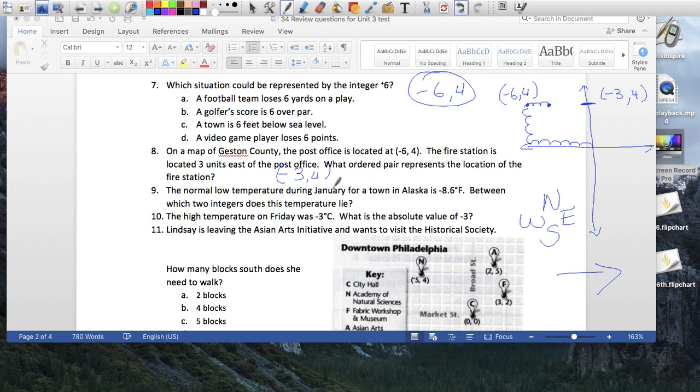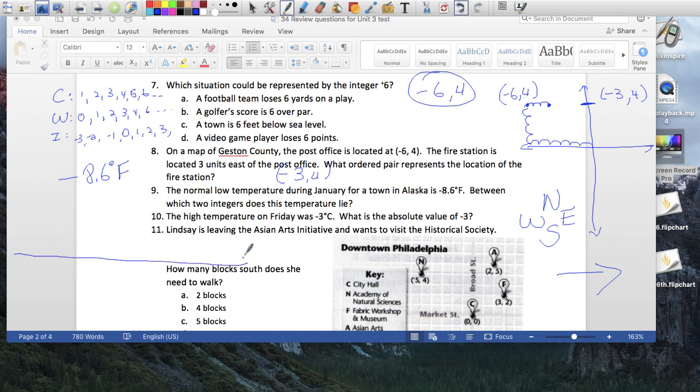The normal temperature during January for Alaska is negative 8.6. So that's a normal low temperature. It's pretty cold. Between what 2 integers does this temperature lie? What 2 integers? So integers, remember, here are your counting numbers, 1, 2, 3. Notice these are all nice whole numbers, no fractions, no decimals. The only difference between the counting numbers and the whole numbers is that whole numbers have a 0: 0, 1, 2, 3, 4, 5, 6, and so on. Your integers are all of the above, or all the whole numbers, 0, 1, 2, 3, and my negatives, negative 1, negative 2, and so on. So the whole numbers and their opposites, that's why they're integers. So I want to know between what 2 integers is negative 8.6.